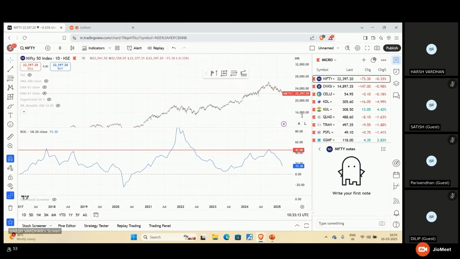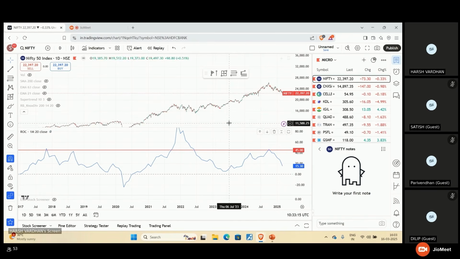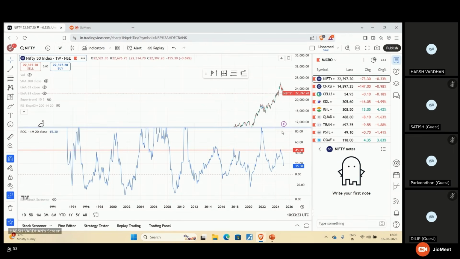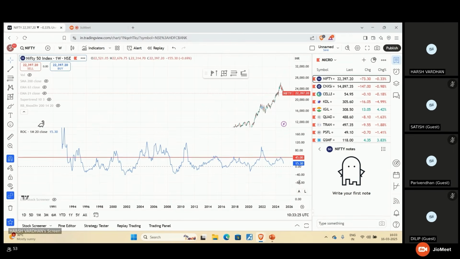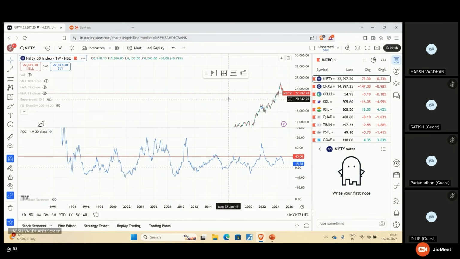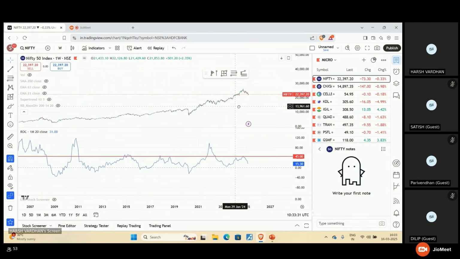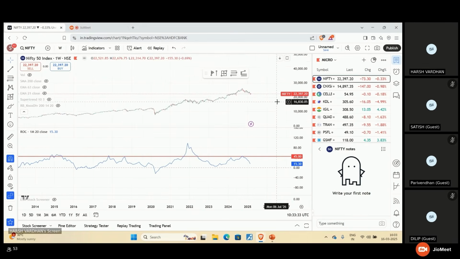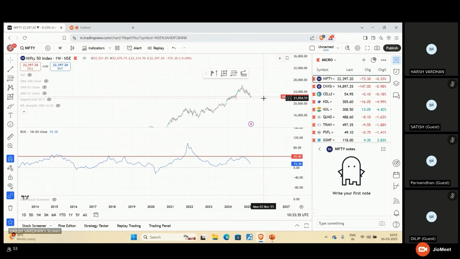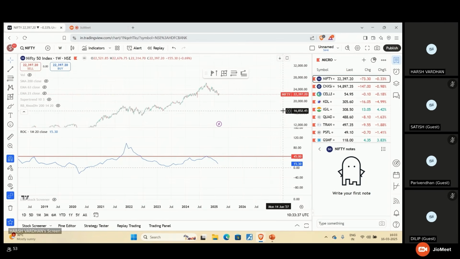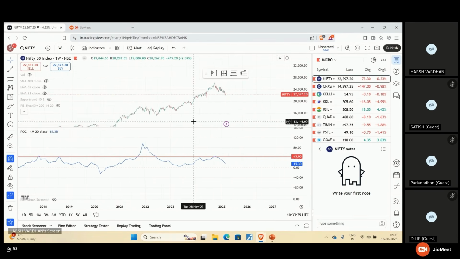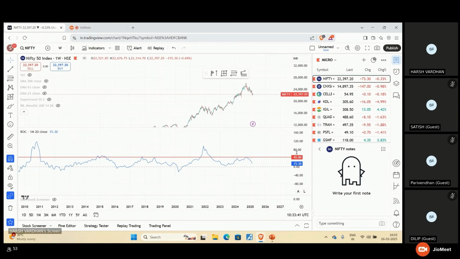So now what we are going to do is, currently it is daily time frame. I will change this to weekly so that we can see the trend. Okay, yeah, now better.